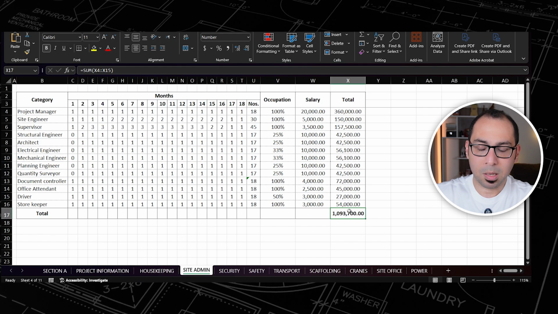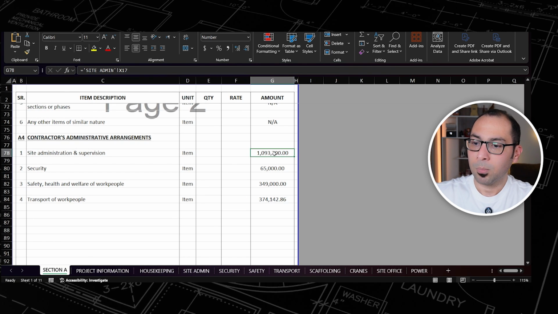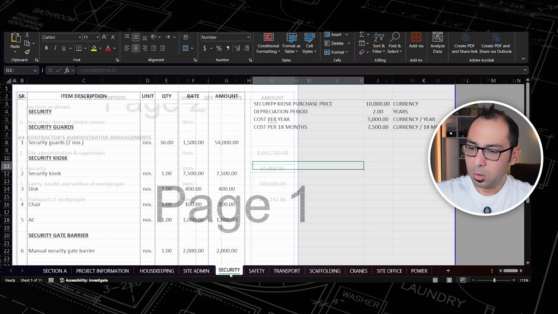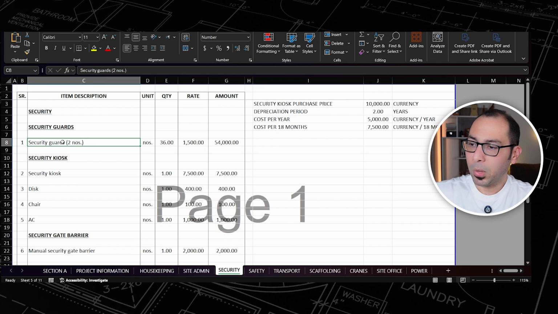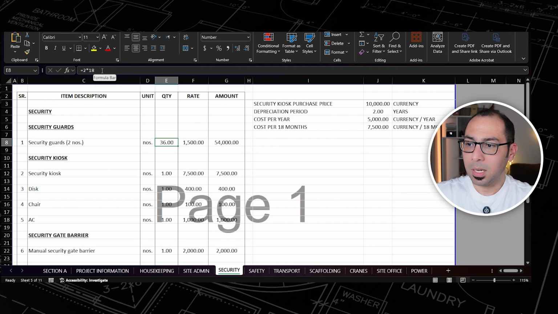And just when I take a summation, I am getting here 1,093,000, and this is my cost for the site supervision. So this cost will go here opposite to the item. Then when we go to the next item, which is the security, again, I have a breakdown for this one. So I have here for the security, I need security guards, 2 numbers. And if the project duration is 18 months multiplied by 2, so I am getting a quantity here of 36.